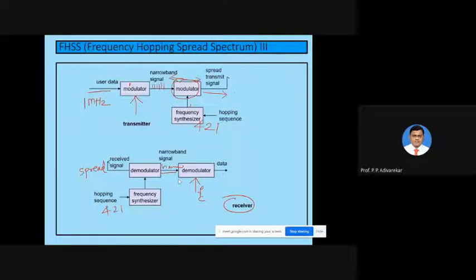Okay, so we'll move forward to the last topic of our module, that is module 1, that is nothing but the introduction to the cellular system. So we will see that.